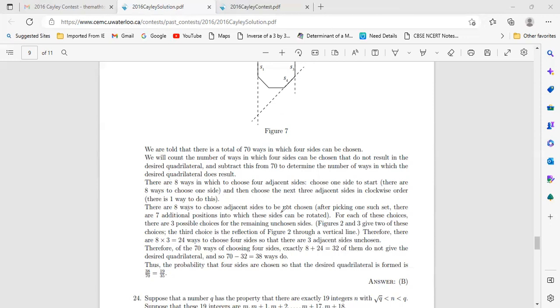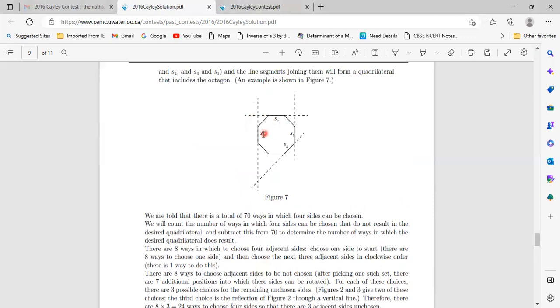There are 8 ways to choose adjacent sides to be not chosen. After picking one such set, there are 7 additional positions into which these sides can be rotated. You can just rotate the result, isn't it? Here S2, here S3, S4. You can just switch their position, right? Maybe you can try here S1 and S2 or S3 and S4. Here you might pick 2 unchosen sides, here you might pick 1 unchosen side. So if you choose one thing as a constant, you do have 7 additional ways to be rotated. That's what they're saying here.